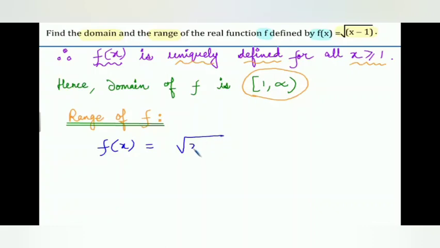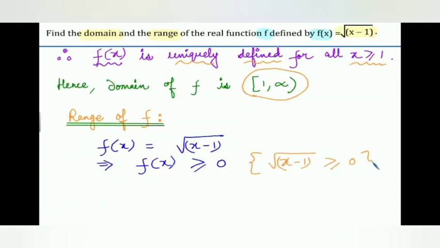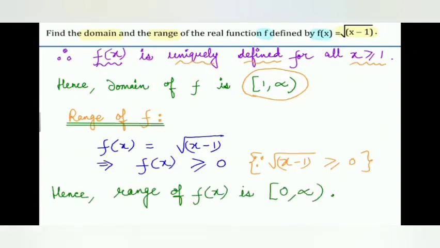नाउ रेंज ऑफ f. सो आप 1 to infinite की पूरी वैल्यू आप f of x में पुट करोगे तो आपका आंसर कहाँ से कहाँ तक आएगा. सो रूट का आंसर आपको पता है कि पॉजिटिव वैल्यू ही आएगा. सो 1 मैं पुट करूँगा तो 1 - 1 0. सो माई मिनिमम वैल्यू इज़ 0 एंड मैक्सिमम वैल्यू इज़ अप टू इन्फाइनाइट. So my range is 0 to infinite. Hence the range of f of x is 0 to infinite.